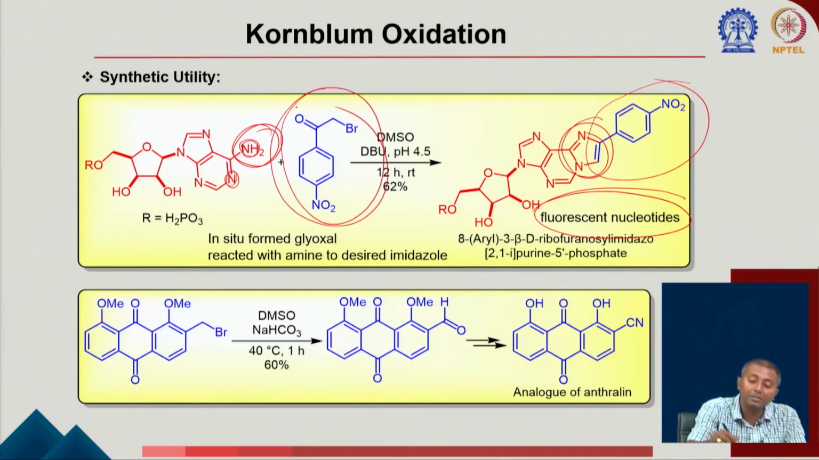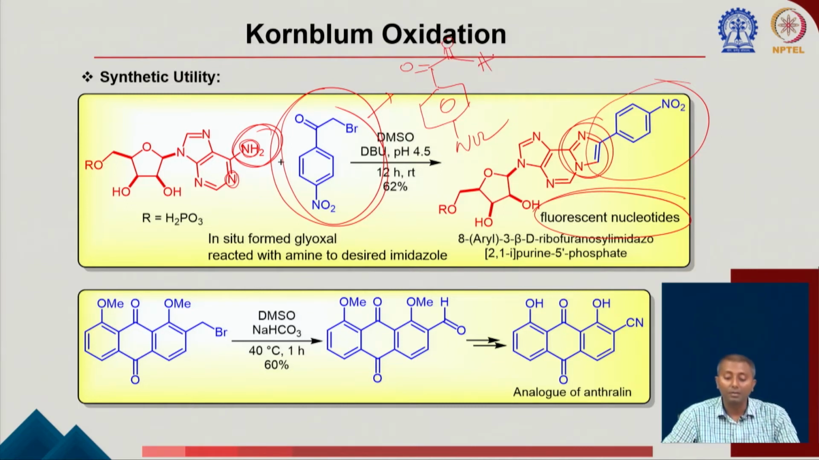So you started from this COCH2Br. So if you start with COCH2Br, if you remember, using DMSO and DBU as a base, in situ they are forming a glyoxal. That means what is happening? You are in situ generating this species after this Kornblum oxidation. COH. So once you are generating this glyoxal, now what is happening?